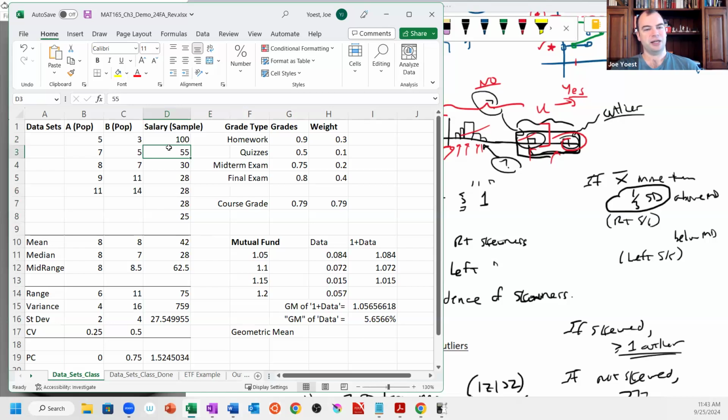But is 55 an outlier? I don't know, I'm not sure. The Pearson coefficient, even if we buy it and we say yes, right skewed, all that really guarantees, in a sense, is that 100 is an outlier. It doesn't really say anything about 55 or any other number.